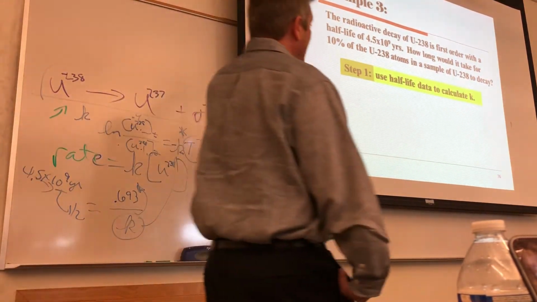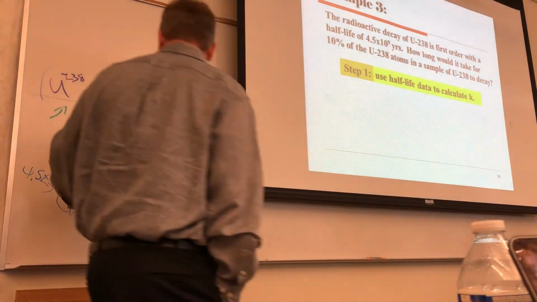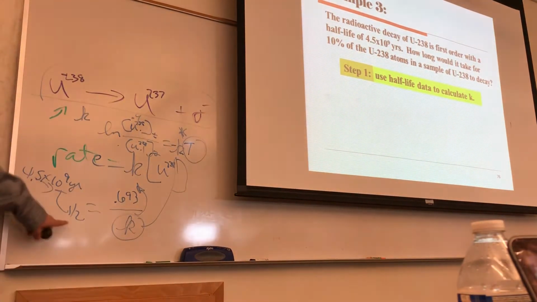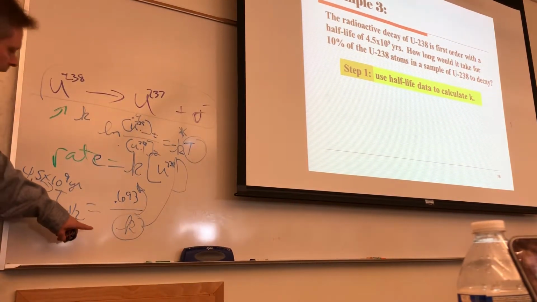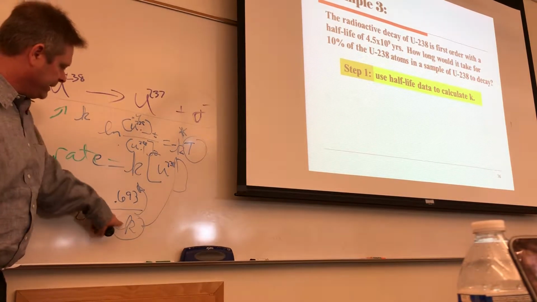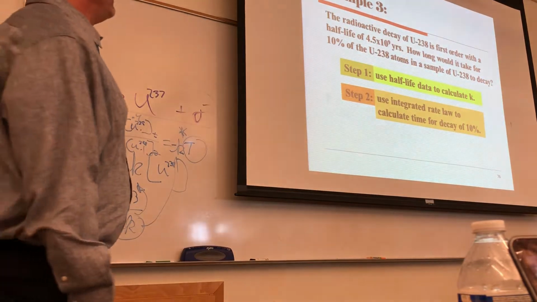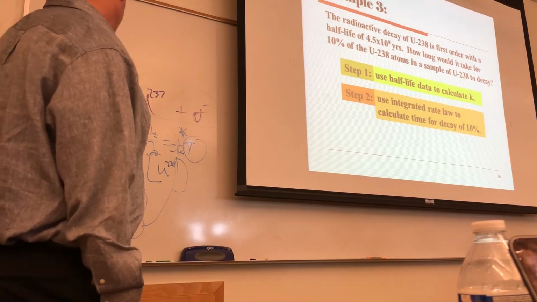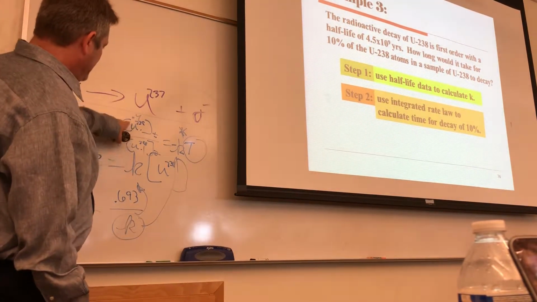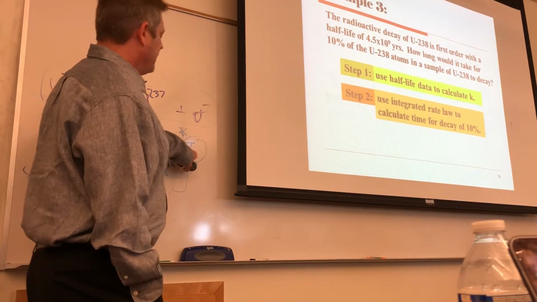Step 1, use the half-life data to calculate K. That's great. That's what we did here, because we knew this, so we could solve for the K. Step 2, we use the integrated rate law to calculate for time, for decay, because I had these two things here, and now I can solve for the time.